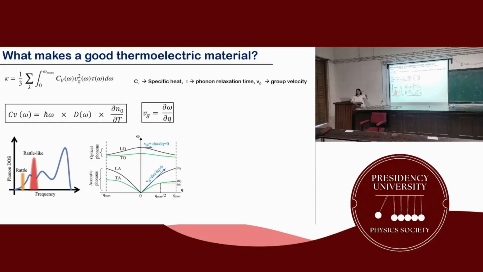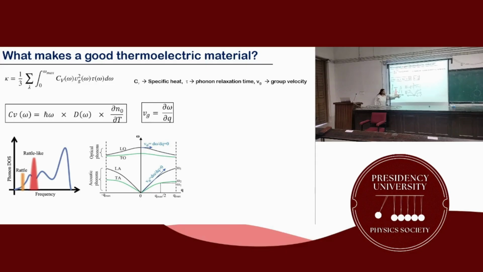Now, if we go to Vg, which is our group velocity, defined as del omega by del q, how do we understand intuitively what kind of group velocity will give me a good kappa or not? From this equation, I can say this is proportional to group velocity. So if I can somehow reduce the group velocity, my thermal conductivity also will be reduced, which I need for thermoelectrics. But if I look into the phonon dispersion, which is the frequency of the phonon in reciprocal space at different Q points, how would I understand?